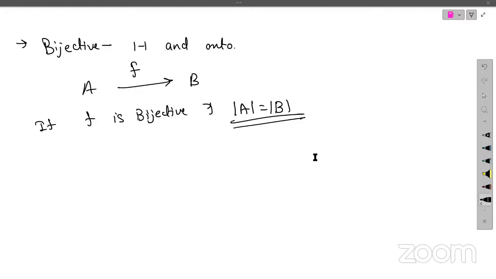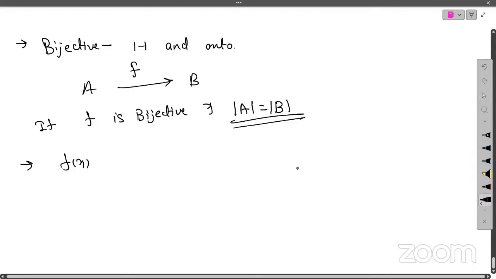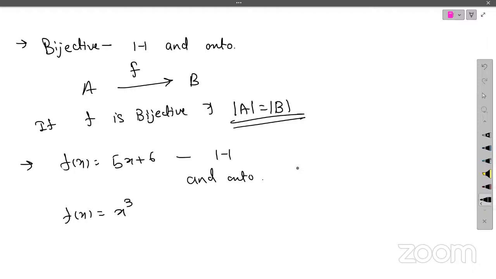Can you give an example expression which satisfies both 1-1 and onto? Yeah, you can take any line. Suppose f of x is equal to any line. Suppose I'll take 5x plus 6. And it's a line, right? You can easily check that it is 1-1 as well as onto. There are so many bijective functions. A line is bijective. You can take f of x is equal to x cube. Then this is also a 1-1 onto function, a bijective function.